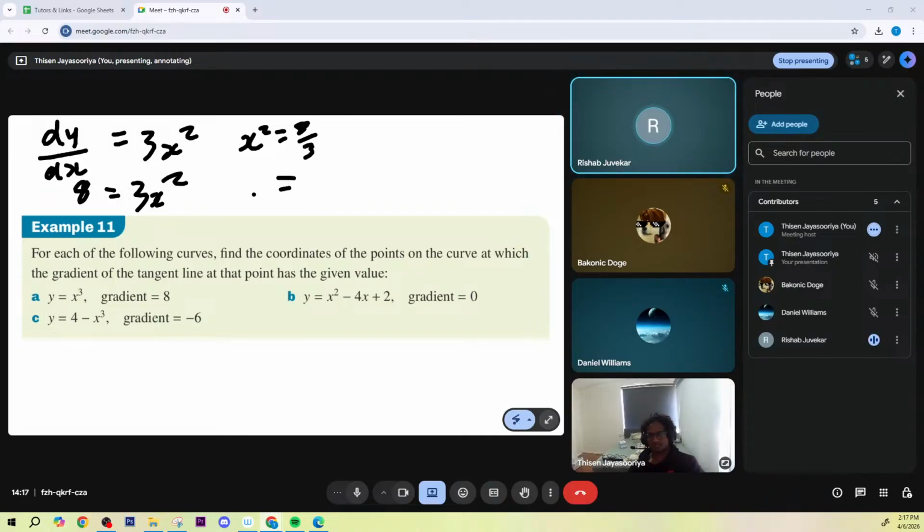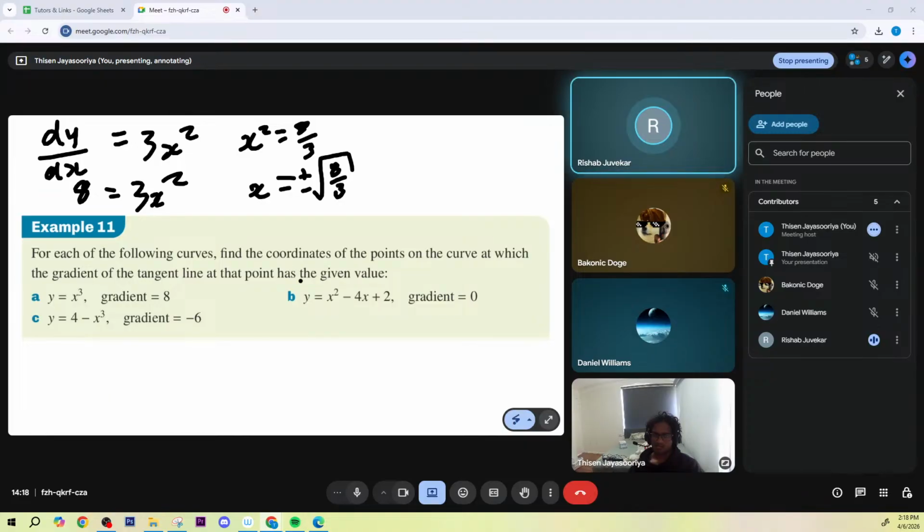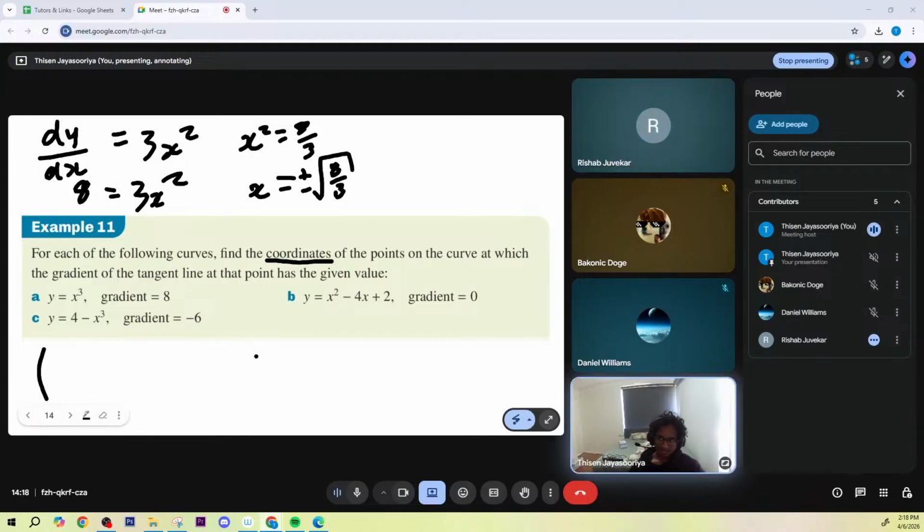And then x equals root 8 over 3, or plus or minus. Yeah, good. So is that the final answer? Nah, you need to sub it in to find the y value. None of this stuff is too crazy. So if we put in plus the square root of 8 over 3, what do we get?